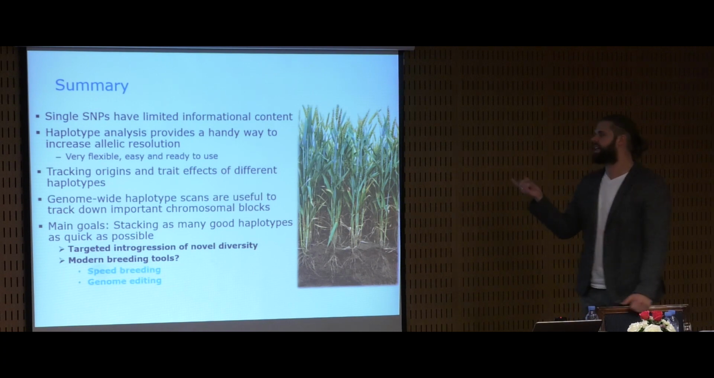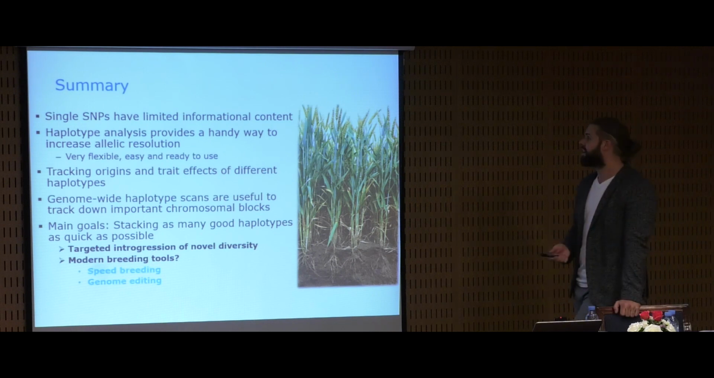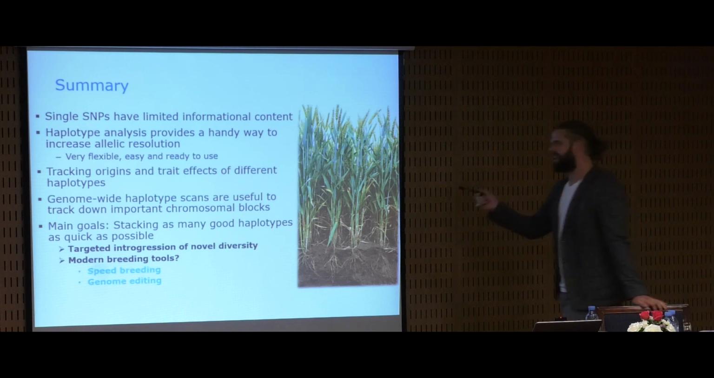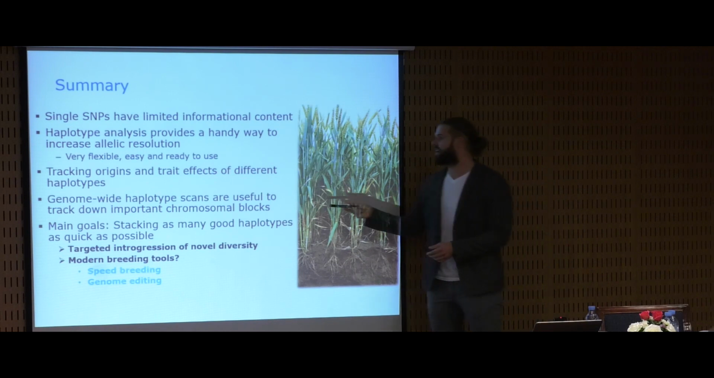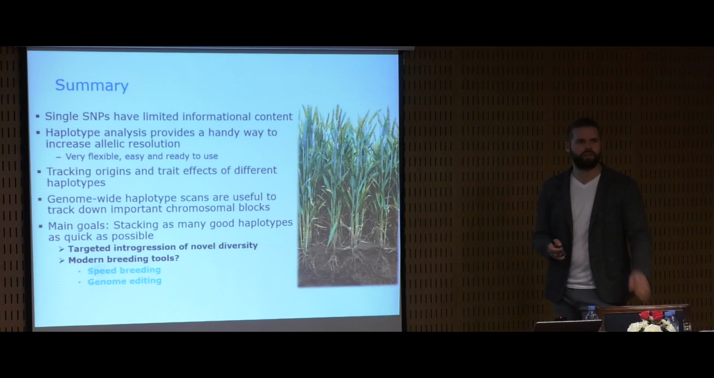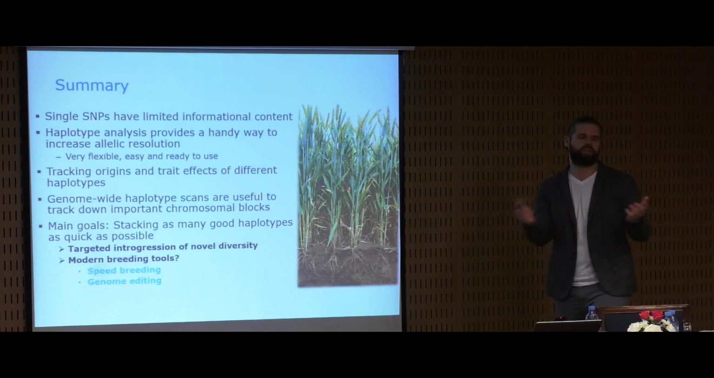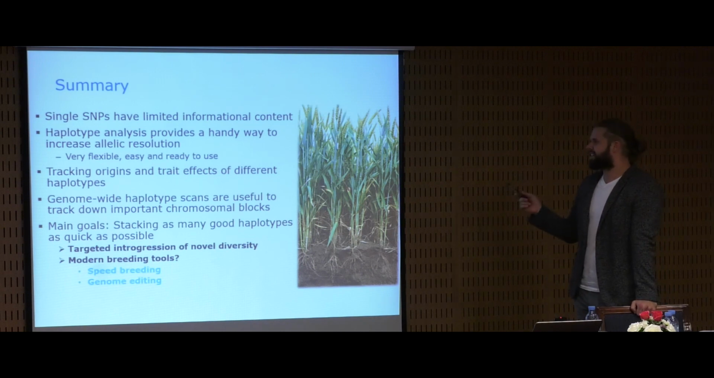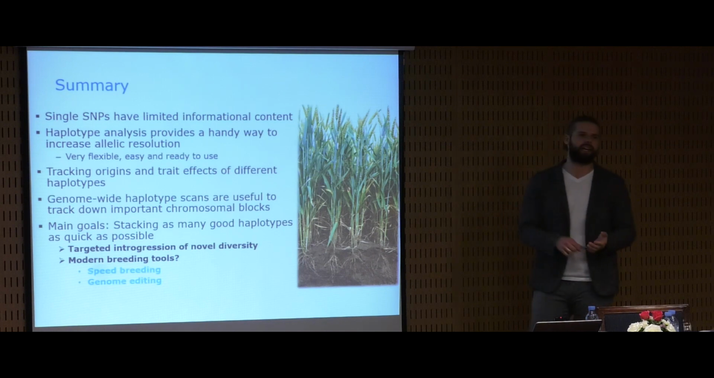Using haplotype analysis, you can actually track origins and trait effects of different haplotype groups, which might be interesting. In our study, I think we can nicely show that genome-wide haplotype scans are really useful to pinpoint those blocks in the genome that actually do have an effect. And you can think of a breeding population in your breeding program. So we think this is a pretty cool, pretty easy to use method. And obviously the main future goal of everybody is to stack as many good haplotypes as possible.